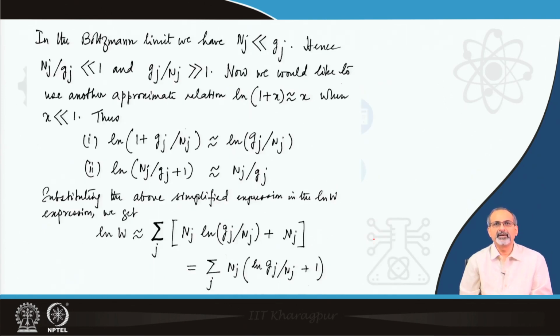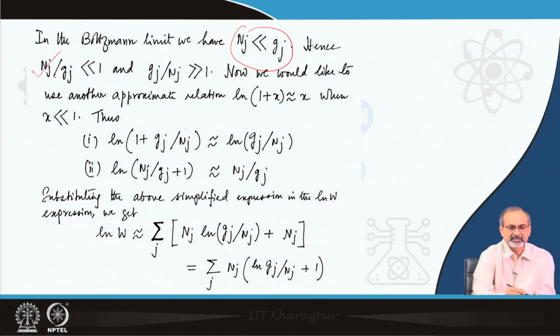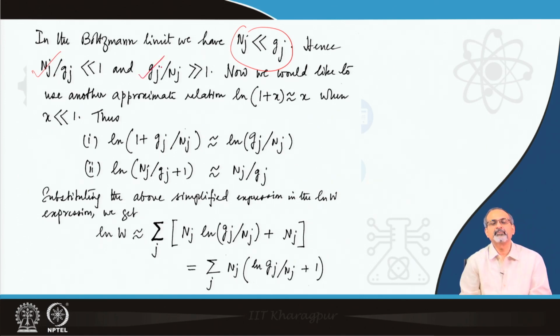Now, in the Boltzmann limit, we know that when the different energy levels are well populated, there is a lot of degeneracy, that means a large number of states within each energy level. Then the situation that would come up as a consequence is that N_j would be much less than G_j. That means the degeneracy levels that we have available are quite sparsely populated. Hence, the ratio N_j by G_j is much less than 1, and the G_j by N_j ratio is again much greater than 1.